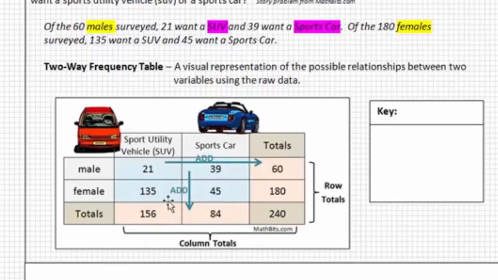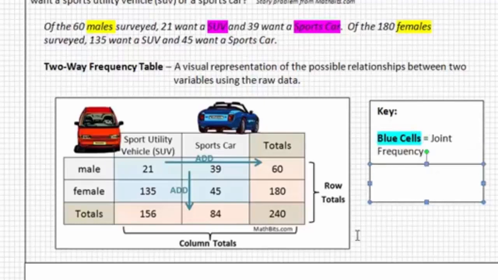Alright, so there's a little bit more to this two-way frequency, and there's a little bit more vocab to it. So when you're looking at individual responses to the two variables, so 21, 39, 45, and 135, those would be called individual responses. Those are individual cells. They're colored blue. What those are referred to is called joint frequency. So these are little individual joints, pieces of the data, and so we call that the joint frequency.